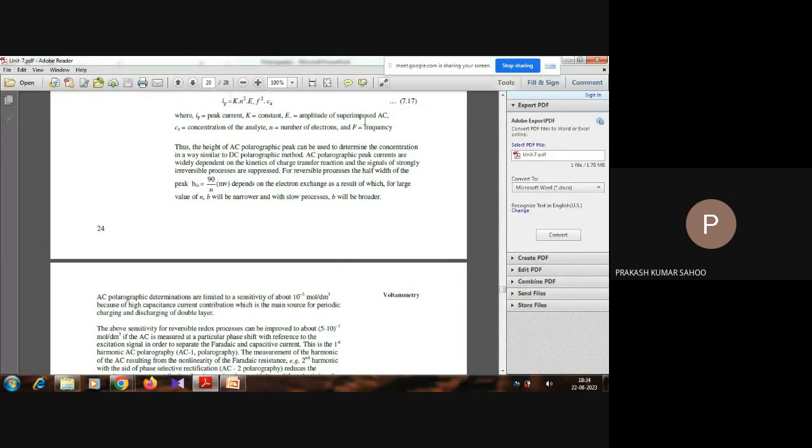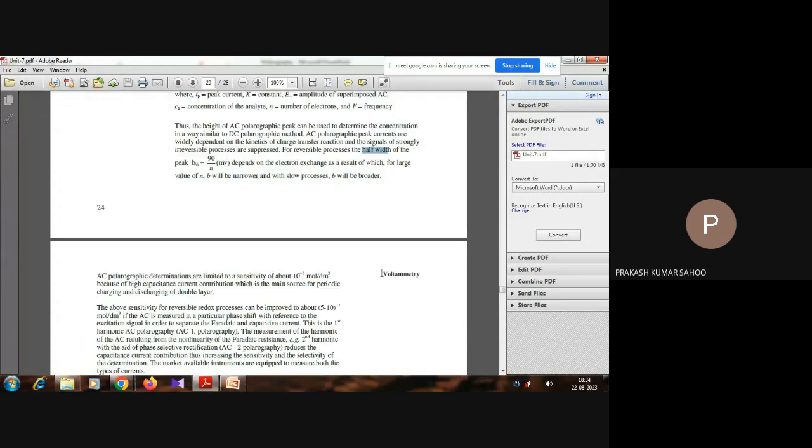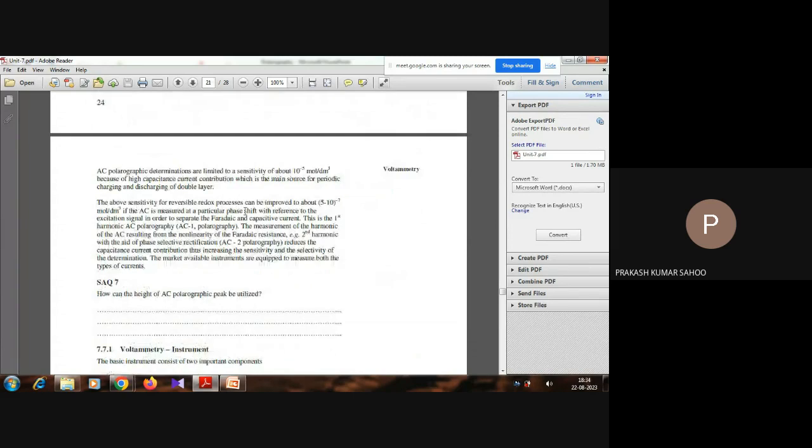AC polarization peak currents are widely dependent on the kinetics of the charge transfer reaction. Then the half width of the peak is P half equal to 90 by n millivolts, depending on the electron exchange, and the AC polarographic determination is limited in sensitivity to about 10 to the minus 5 mole per liter because of higher capacitance current contribution. These are all just electrical things, so you can just go through them.